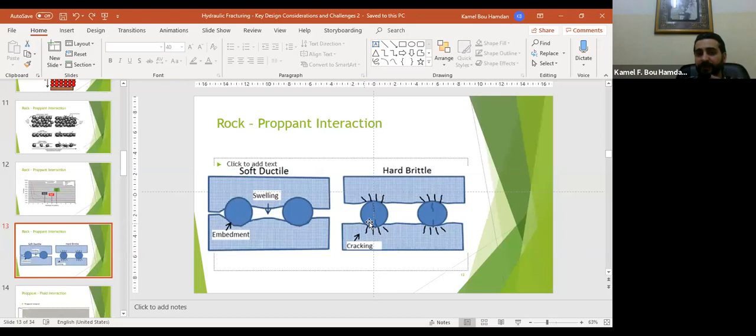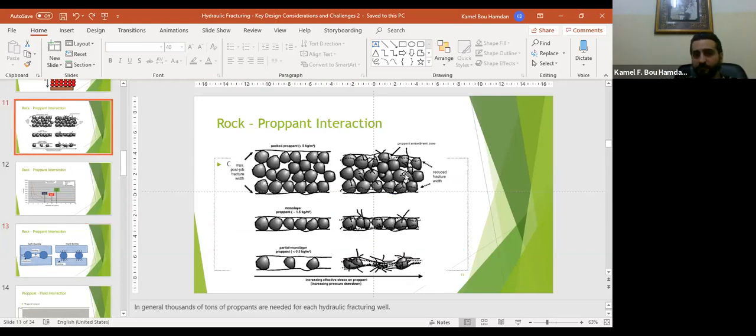When you have a single layer or a partial monolayer, the properties of the rock themselves are what control, let's say, the embedment case and the cracking or fracturing of the proppants. So here, if it's ductile, we're going to have embedment and the rock itself is going to close. How we can prevent this is by using packs of proppants.